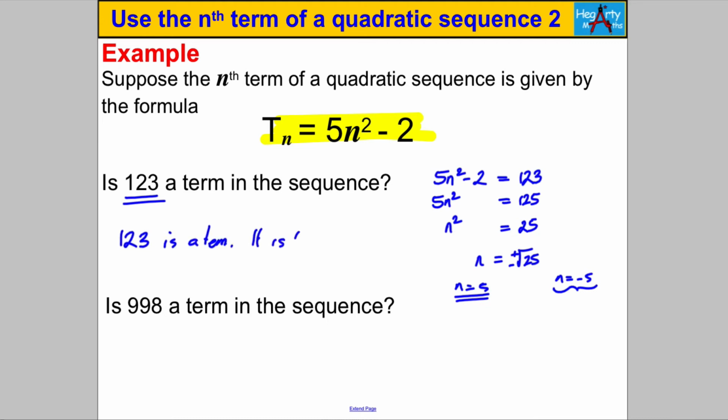It is the fifth term of that sequence. Okay? What about the same for 998? The same logic would apply.